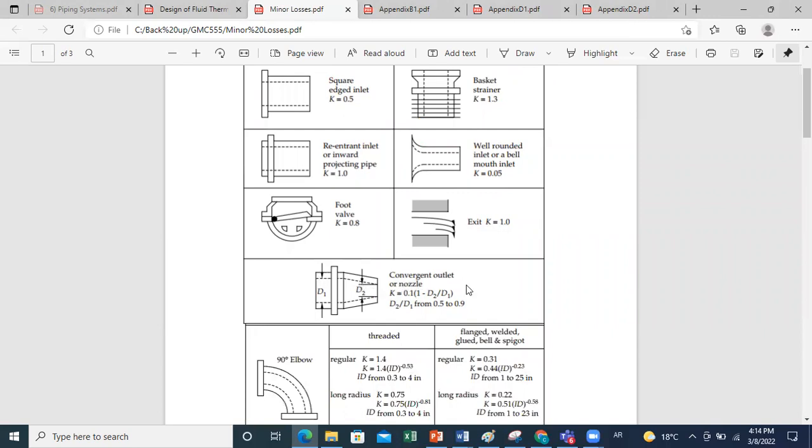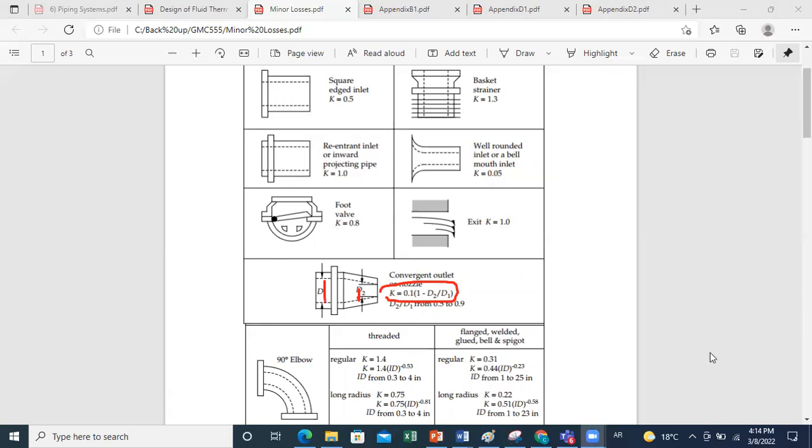So you have reduction in diameter. Then you have a formula depending on the ratio d2 over d1. Okay, you can calculate the corresponding value of the minor loss coefficient. And as expected, the smaller the ratio, the larger the coefficient K, because you will have more sudden variation in diameters.